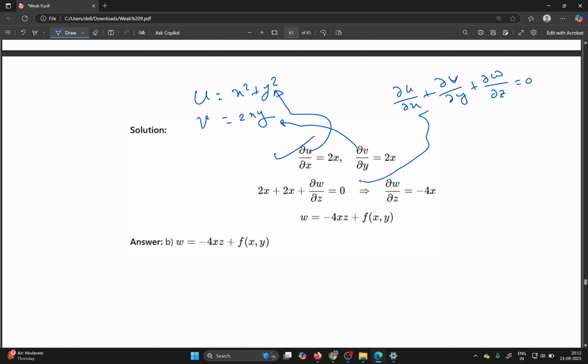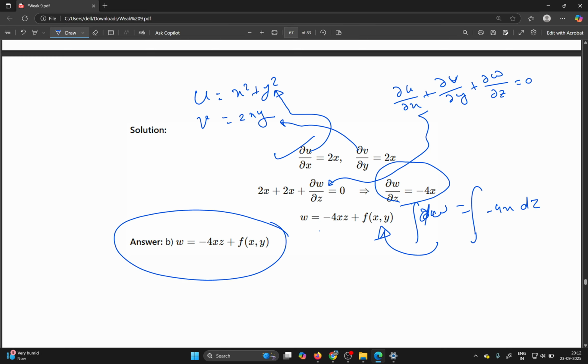So a similar thing you will put here. You know this equation already. So del u by del x is nothing but 2x, del v by del y is 2x, and similarly you will get 4x. So now you can very easily integrate. After integration, the integral of dw is equal to the integral of minus 4x dz. So finally you will get this one. Option B will be correct here.